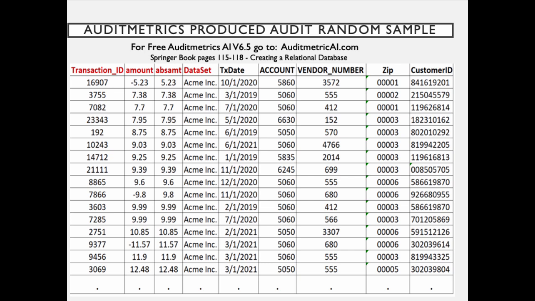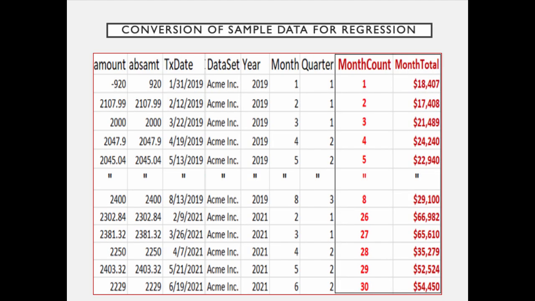The variables in red are required for the Auditmetrics analysis. In addition to the basic account type variables, also included are zip code and customers' IDs. These are valuable guides to conducting economic and customer market research. The linking of such variables may require the merging of several account data with other sources. The Springer Book pages 115 to 118 provides guidance as to how to assemble data from many different sources, such as QuickBooks.